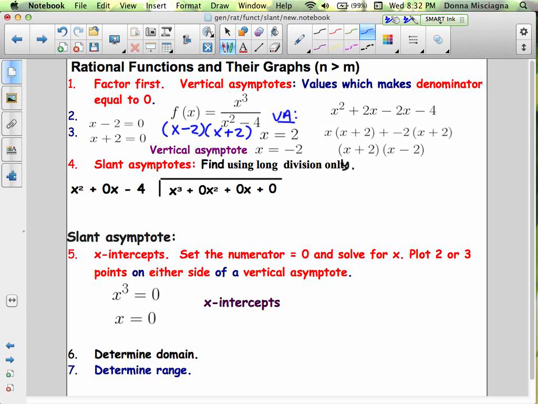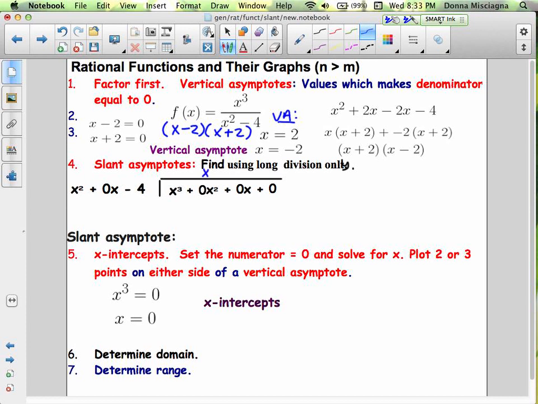So when we're dividing using long division, we ask ourselves, what would we have to multiply the leading term by to get the leading term of the number we're dividing into, the dividend? What would I have to multiply x squared by to get x cubed? I have to multiply by x. x times x squared would give us x cubed.